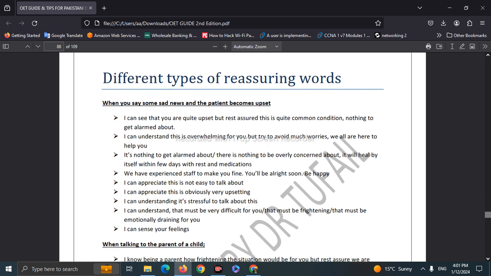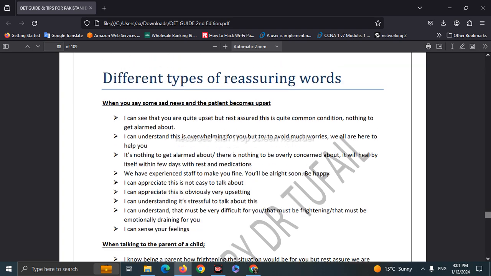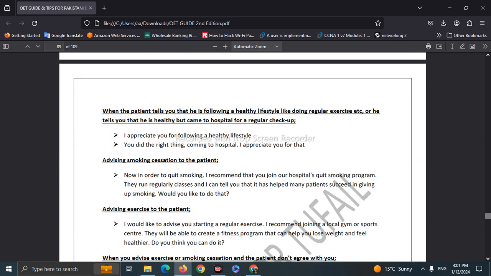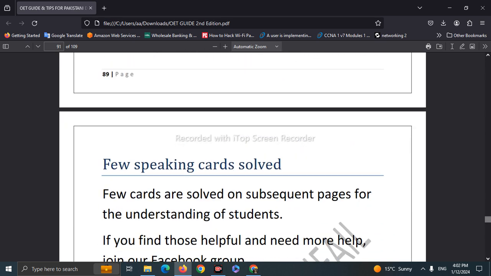These are the different types of reassuring words. You can memorize them. It will help for your exam. I will share this PDF and it will help you.